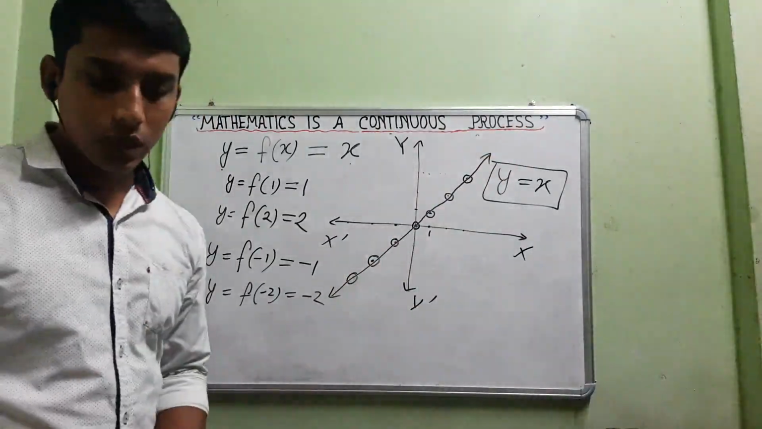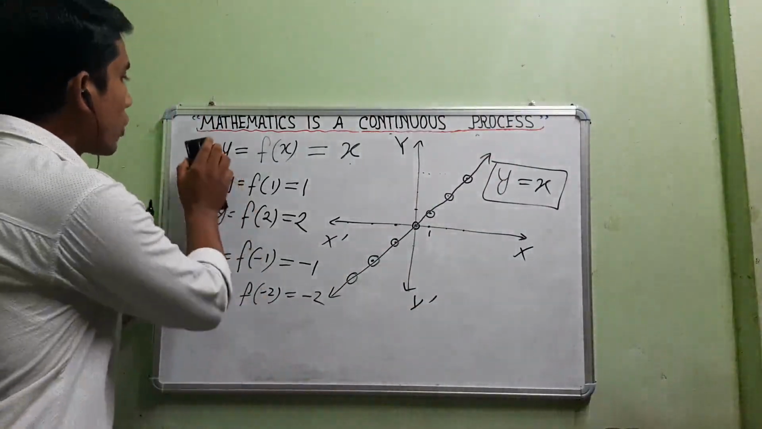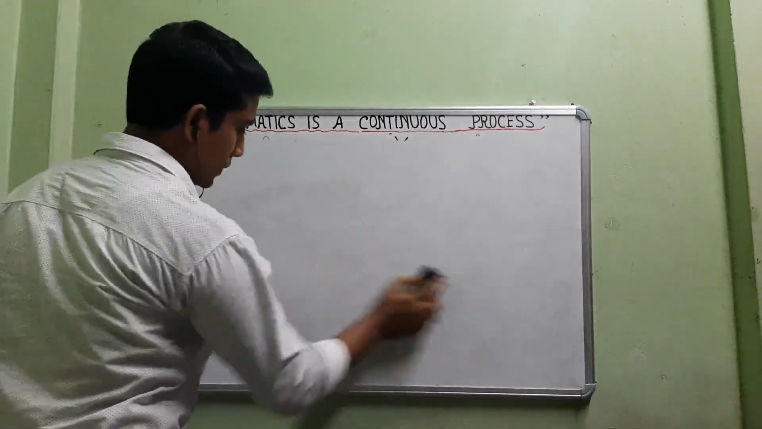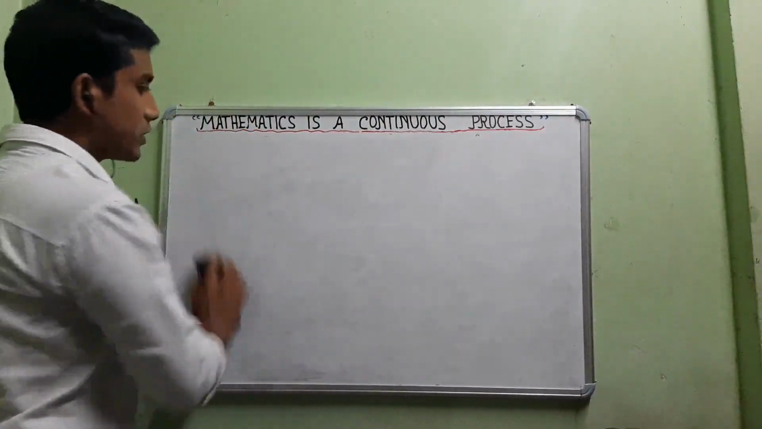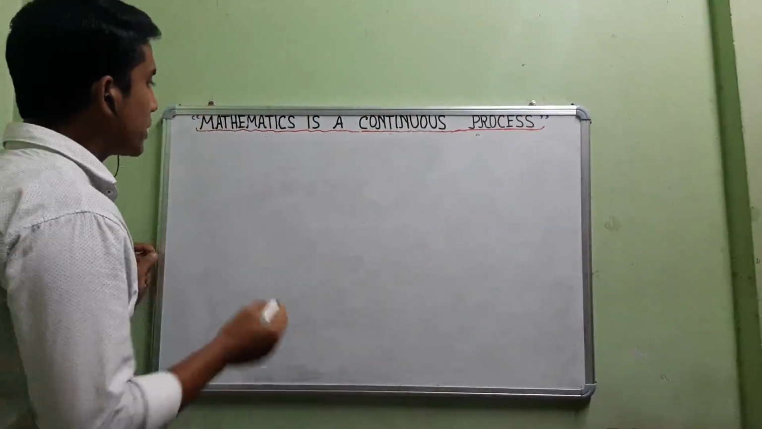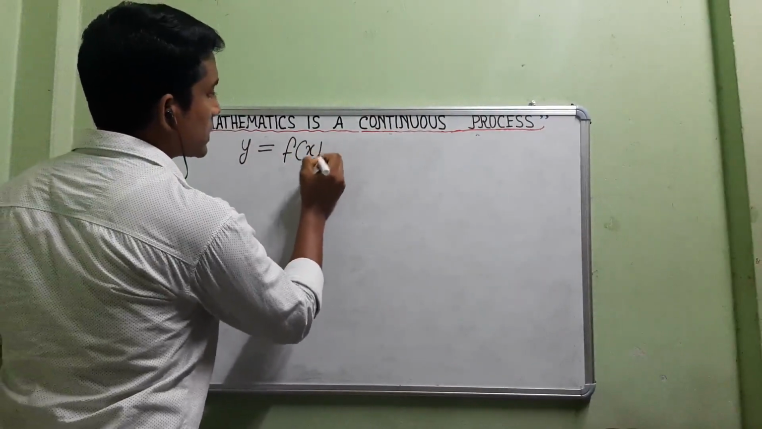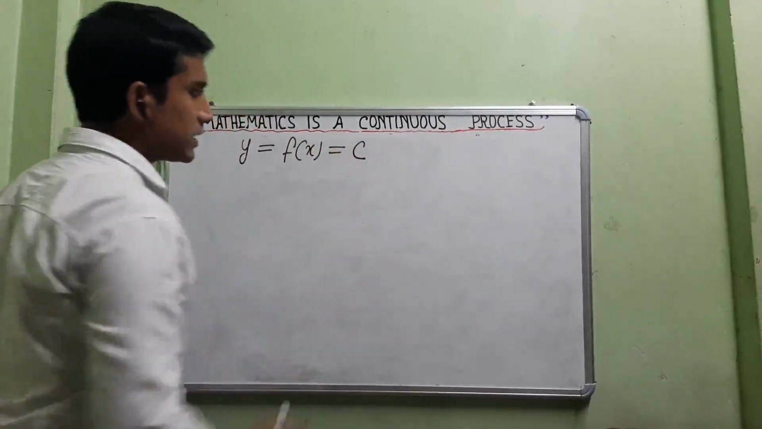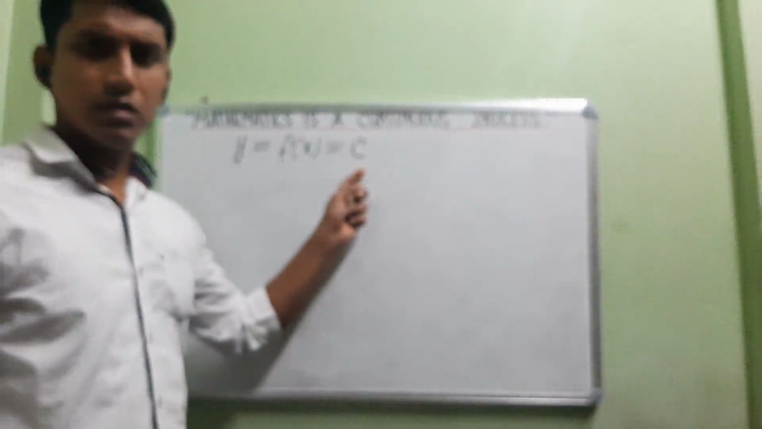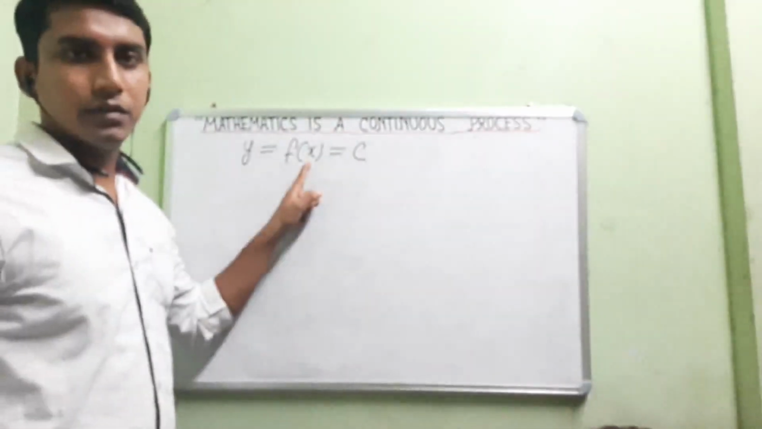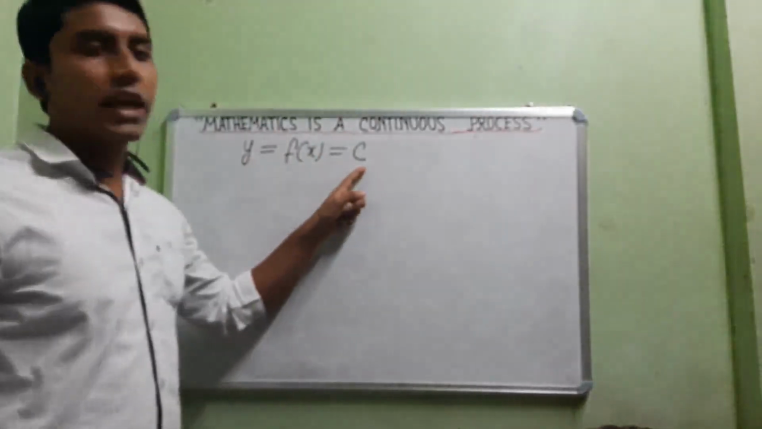Now let me go to the next function. That one was the identity function. So let us see what a constant function is. Constant function means f(x) would be equal to some constant value, any number. Whatever change you take in x, y will not change at all.